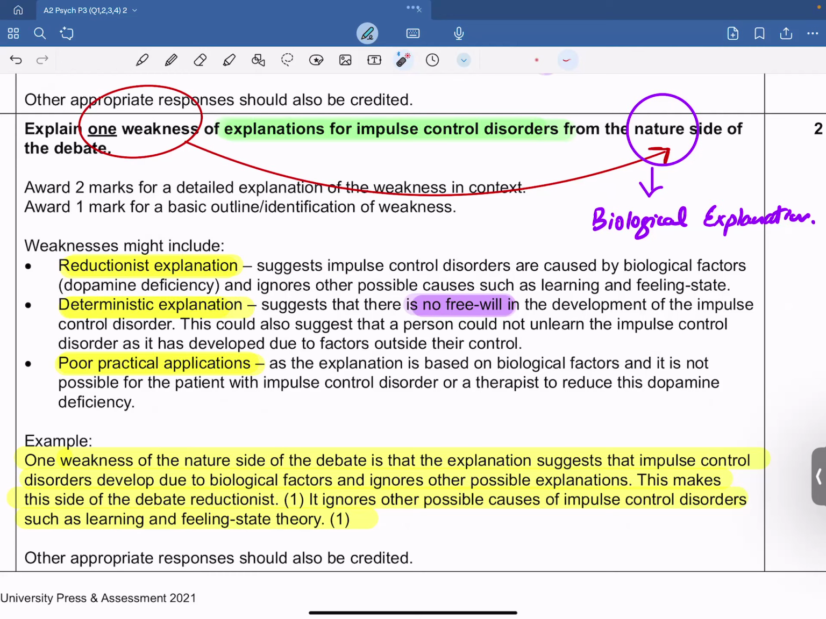How does that work? Now, if we talk about an example that has been provided here, one weakness of the nature side of the debate is that the explanation suggests that impulse control disorders develop due to biological factors and ignores other possible explanations. This makes this side of the debate reductionist. It ignores other possible causes of impulse control disorders, such as learning and feeling state. So simply, the examiner has picked on this part and elaborated it to show you what all you need to write to be able to gain 2 marks.